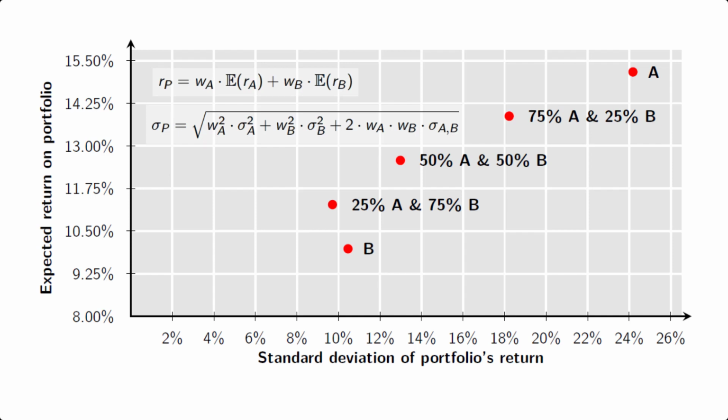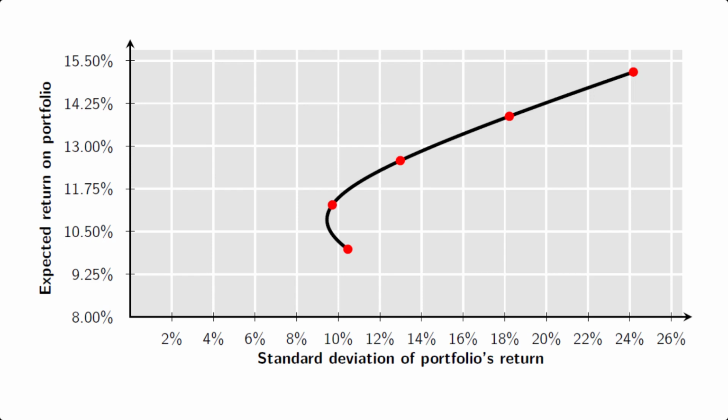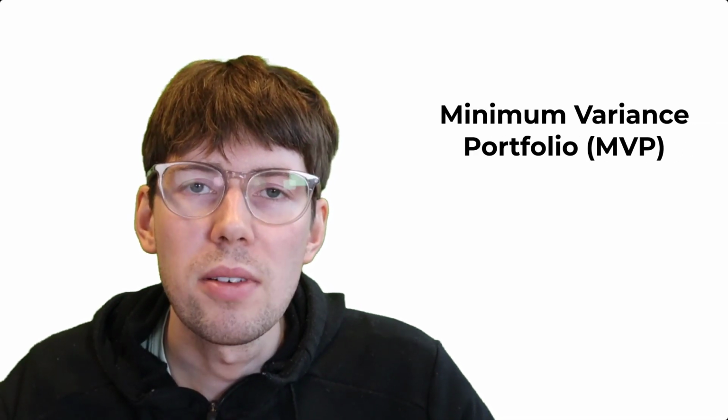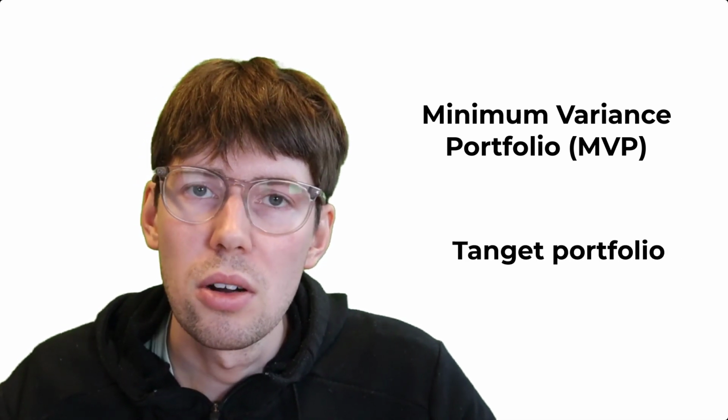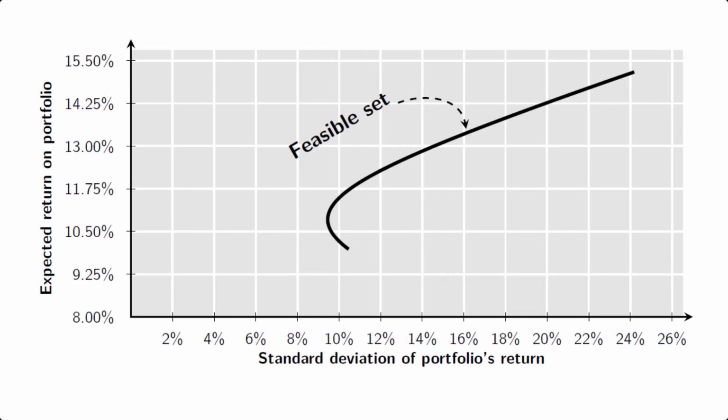So what we want to do is to draw a curve which shows the portfolio return and portfolio standard deviation of all possible portfolios. And this curve is called the feasible set, or sometimes also the opportunity set. There are two portfolios on the feasible set that are of particular interest. That is the minimum variance portfolio, MVP for short, and the tangent portfolio. Let us start with the former. The MVP is simply the portfolio that has the lowest standard deviation, and finding it is quite trivial.